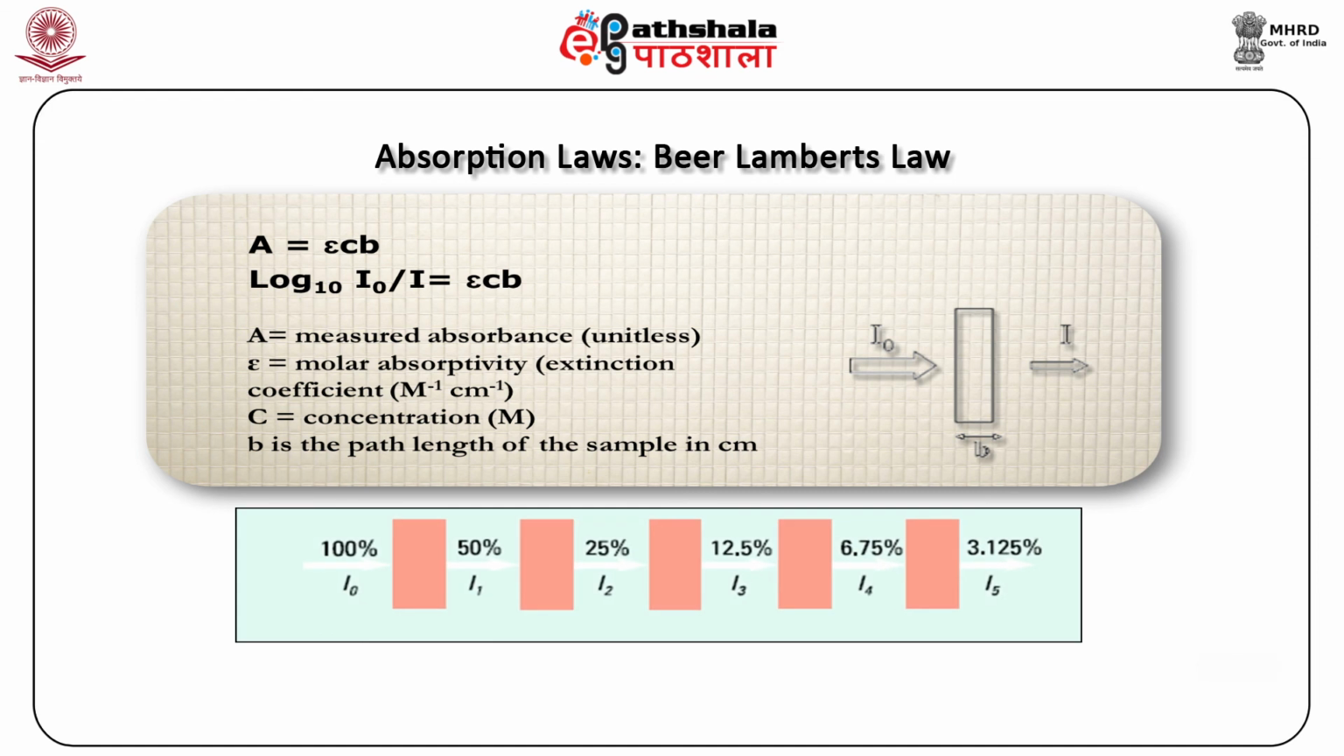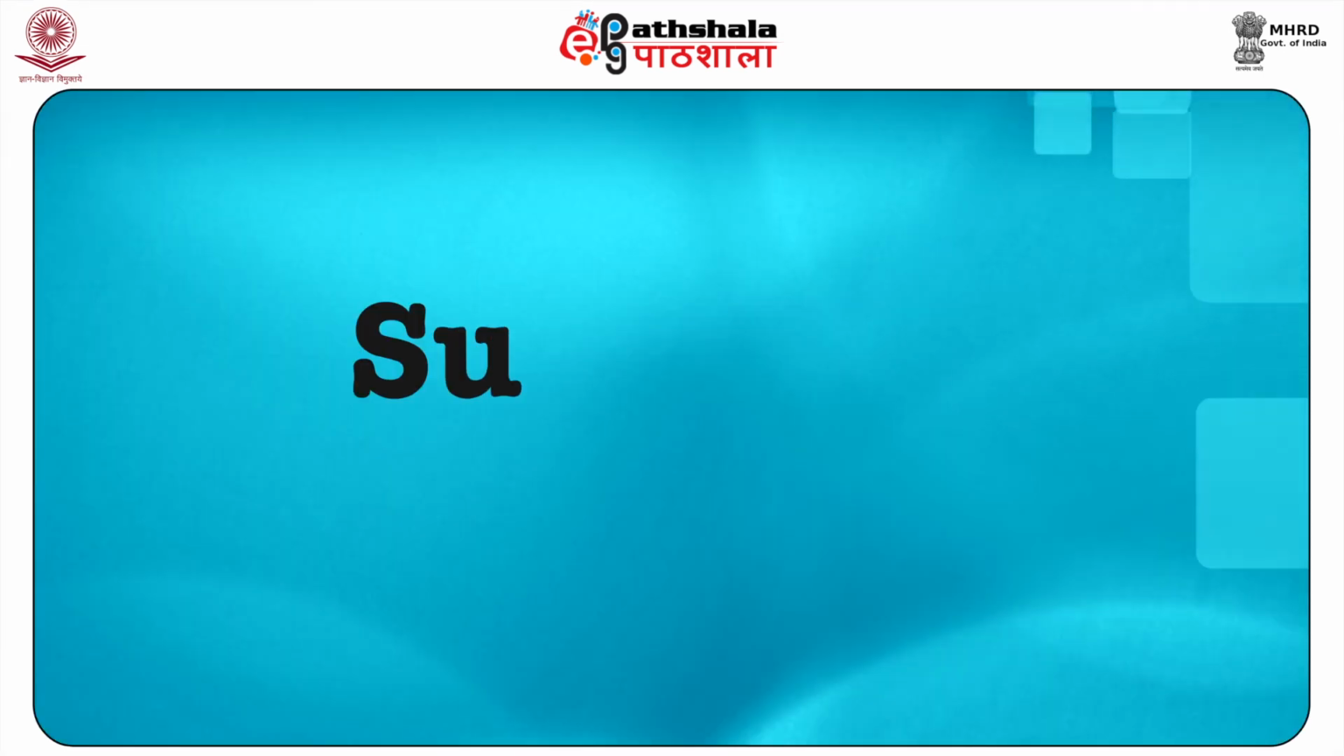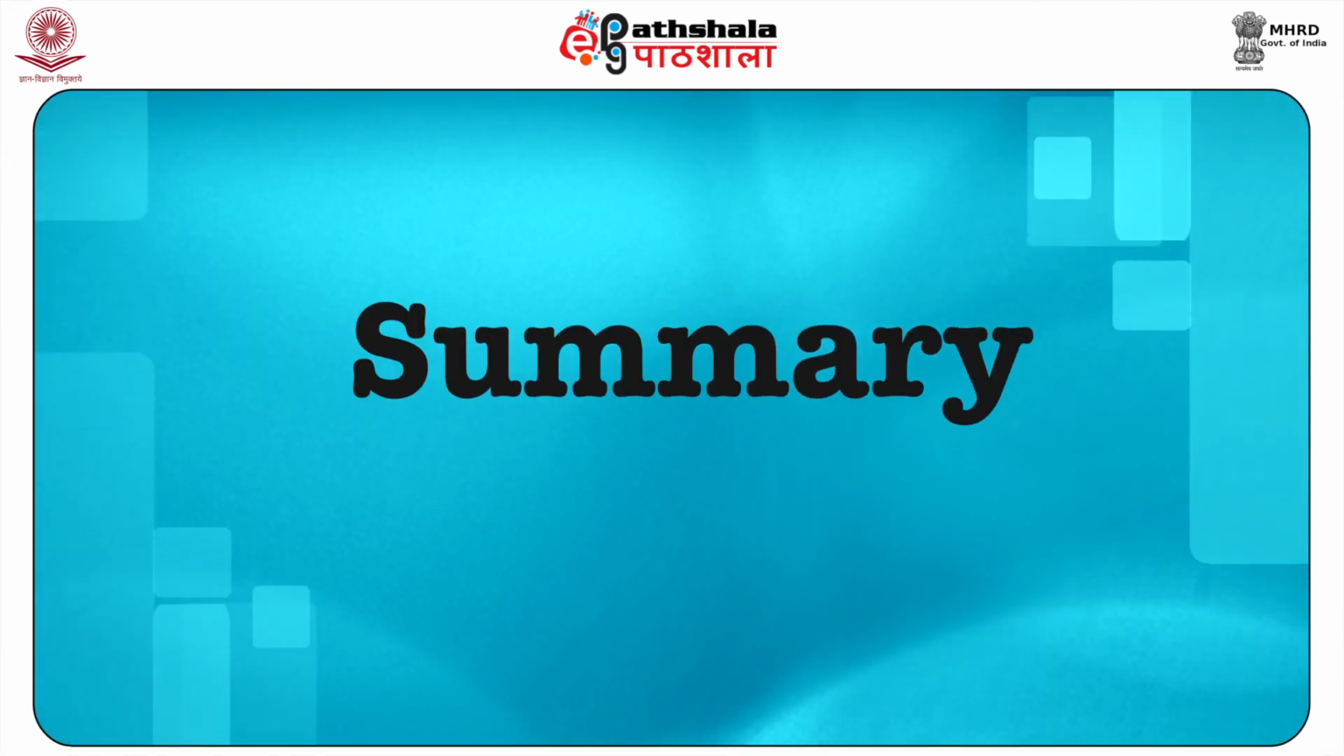For example, if 100 photons of light enter the first cell and only 50 photons come out from the other side of the cell, the transmittance is 0.5 or 50%. If these 50 photons then pass through another identical cell of the same concentration, only 25 photons will emerge, and so on. Dear students, let us now summarize what we have learnt in this module.